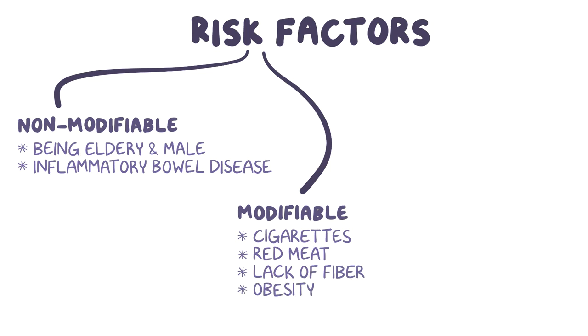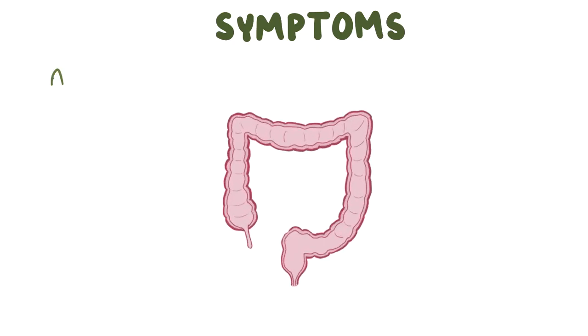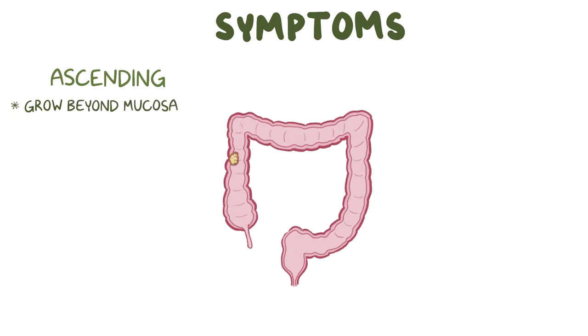Colorectal cancers are also associated with specific disorders like familial adenomatous polyposis, as well as hereditary non-polyposis colorectal cancer. Initially, colorectal carcinoma is often asymptomatic, but as the disease progresses, symptoms can develop depending on the tumor's location. Tumors in the ascending or right colon generally grow outward, beyond the surface of the mucosa, and that can cause vague abdominal pain and weight loss.